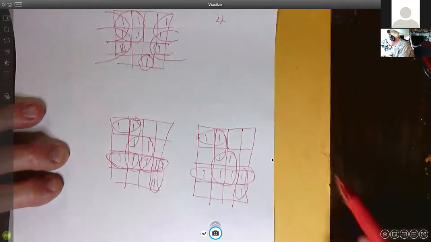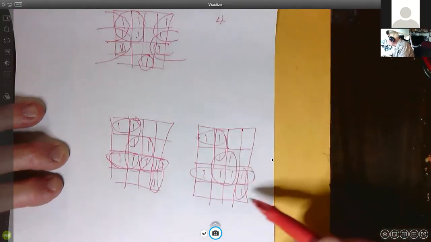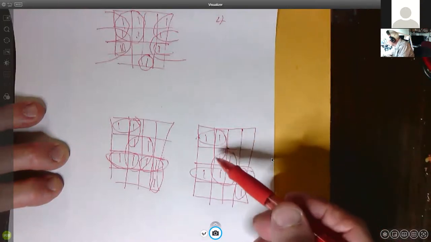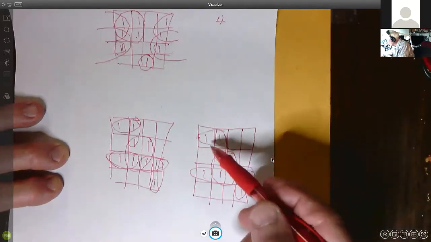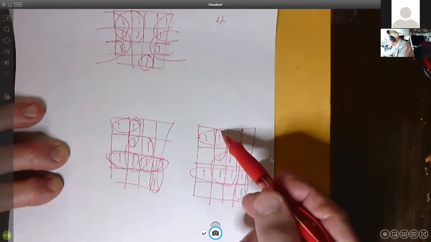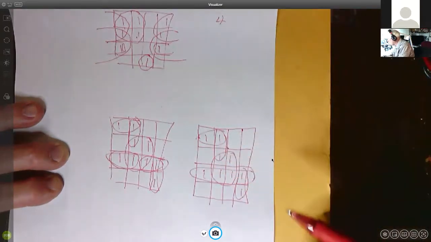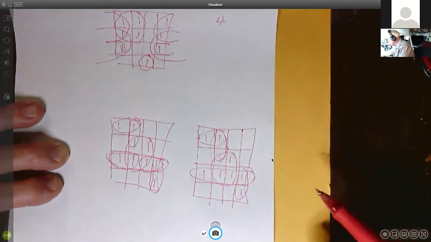How many essential? Well, this row is essential. This group of four is essential. This group of two is essential. And this one's essential because nothing else covers this one except this group of two. But this one and this one are both covered by other prime implicants. Even though this is a prime implicant, it is not essential.